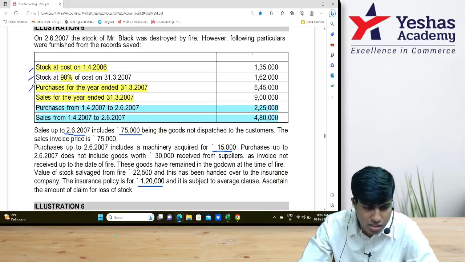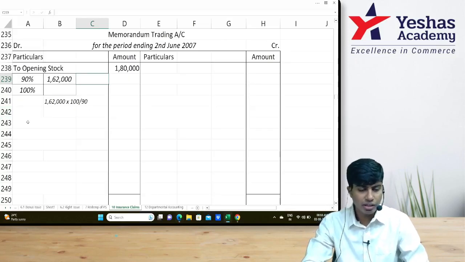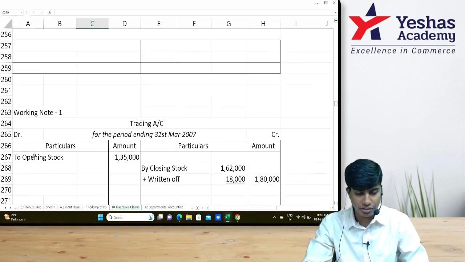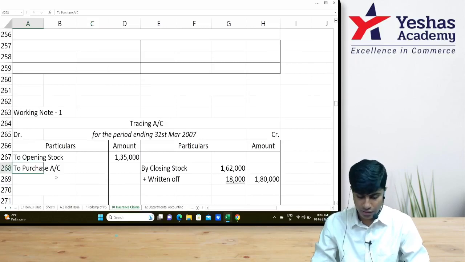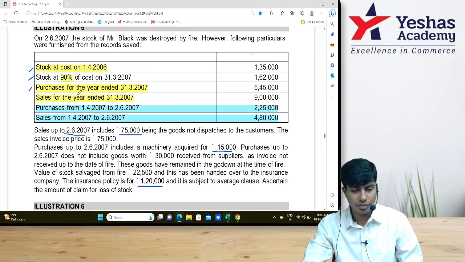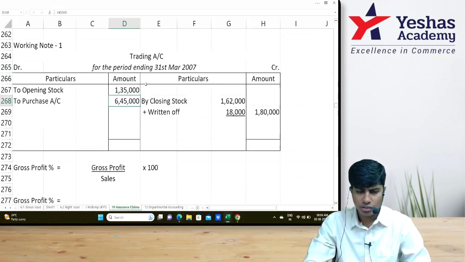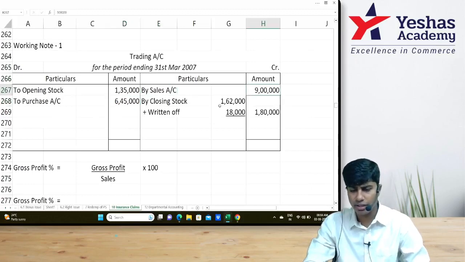Then we have purchases. How much are purchases for the year ended? 6 lakh 45,000. The previous year has the full year's purchases, correct? So let me write here to purchases 6 lakh 45,000. What's after that? Sales. How much is sales? 9 lakh. Sales is also for the entire year, so I'll write by sales 9 lakh.